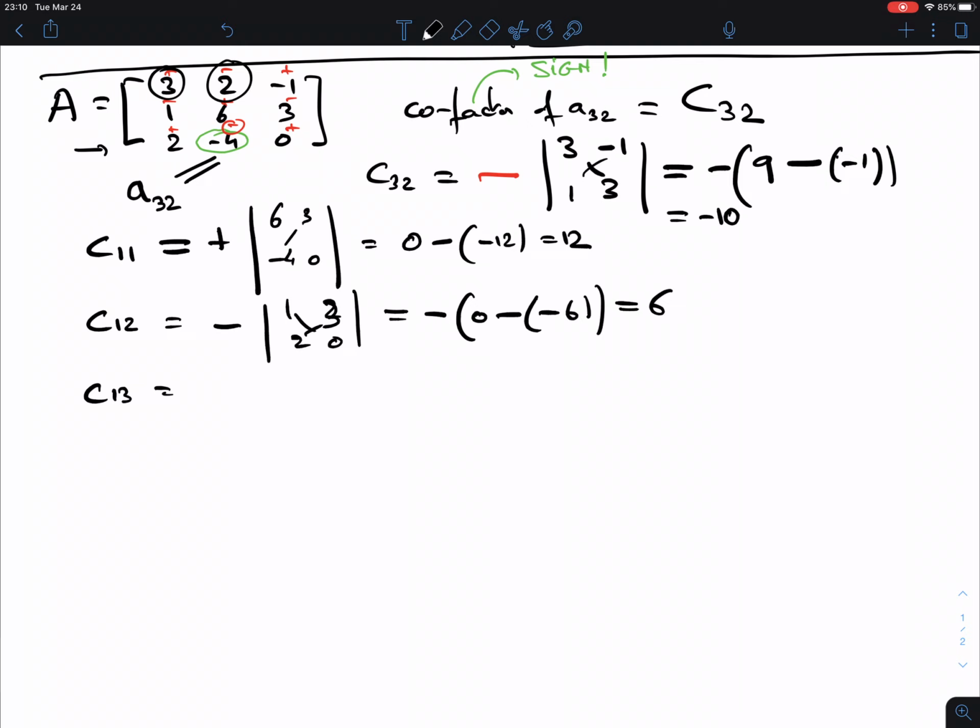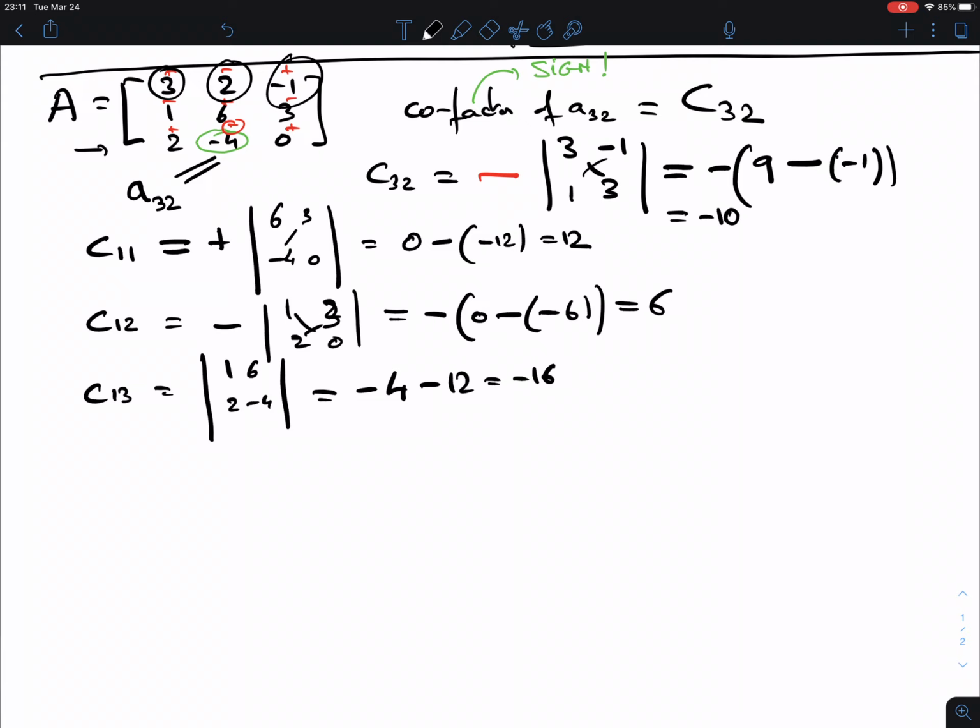C13. We're back in the plus sign. And the matrix we get is 1, 6, 2, negative 4. That is negative 4 minus 12. That is negative 16. All right.